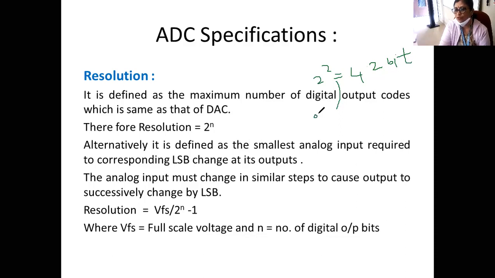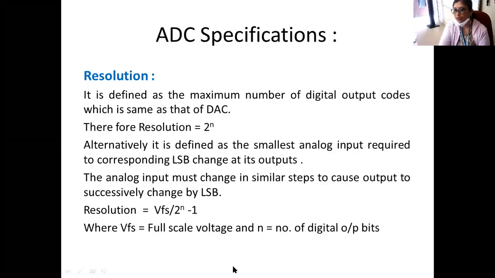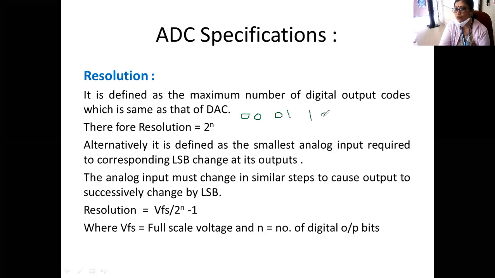And which are these 4 codes? These 4 codes are 0, 0, 0, 1, 1, 0, and 1, 1. Similarly, if you consider 3-bit analog to digital converter, it will produce 8 codes like this.